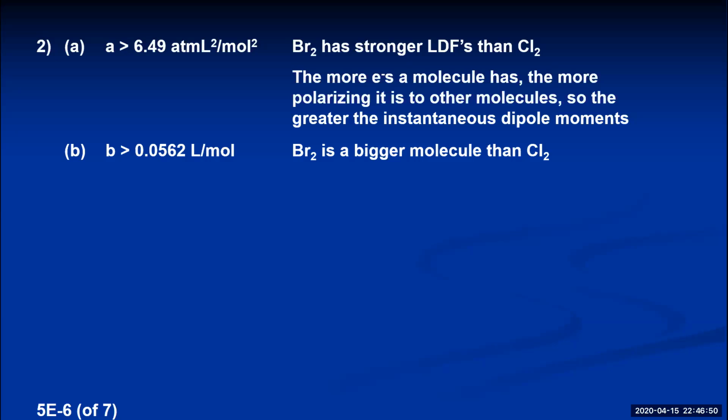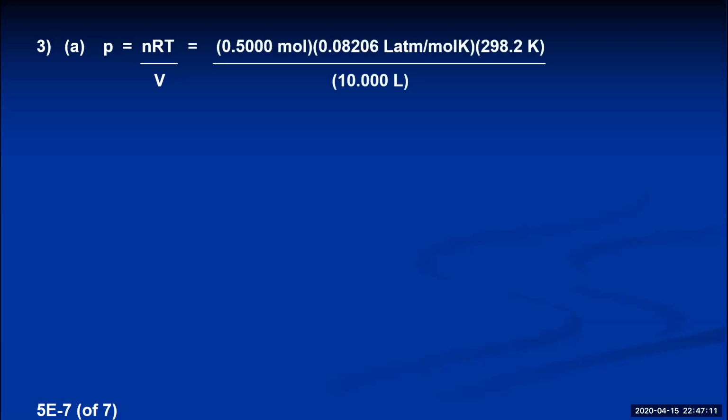Number 3, calculate the pressure of 0.5000 moles of nitrogen gas in a 10.000 liter container at 25.0 degrees using A, the ideal gas law equation. This is PV equals nRT. We're going to solve for the pressure. I'm just going to plug the values into the equation along with the universal gas constant. So the moles, 0.5000, universal gas constant, 0.08206, the temperature switched to Kelvin, 298.2, and the volume of 10.00 liters.